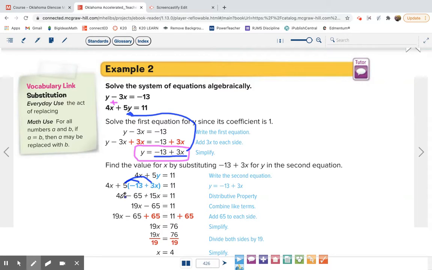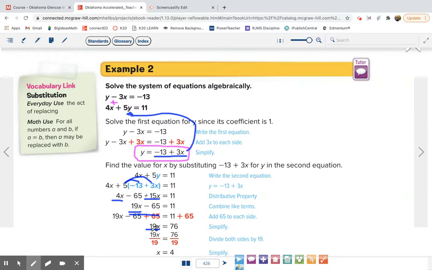From here, these two x's are on the same side of the equal sign, so do what's between them. That's positive 4x plus 15x, which gives me 19x. Minus 65 equals 11. To solve for x, I get rid of this 65, so I add it to the other side of the equal sign. It cancels, and I'm left with 19x equals 76.